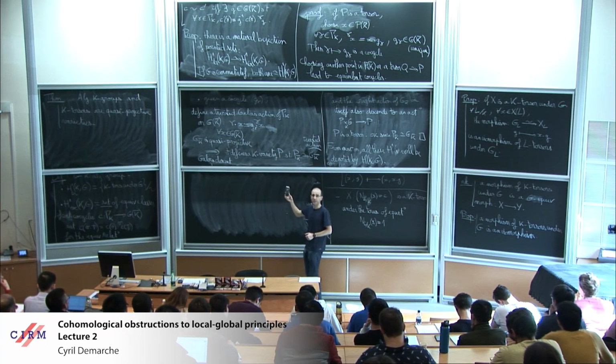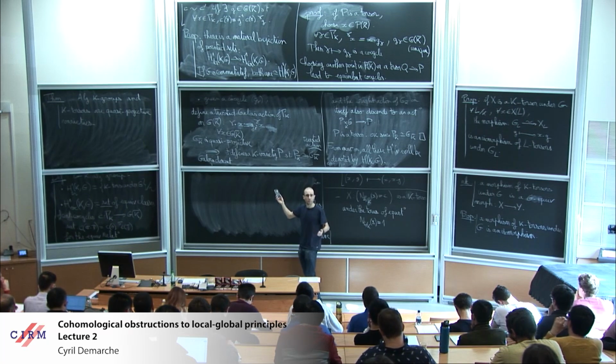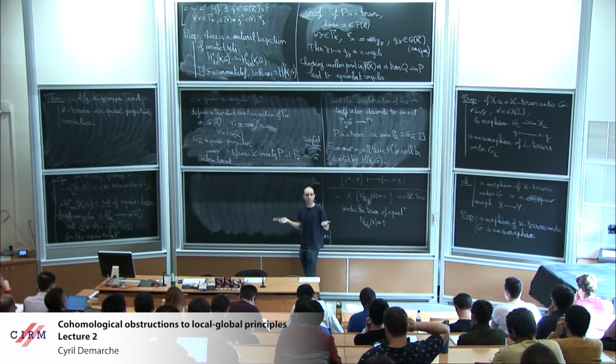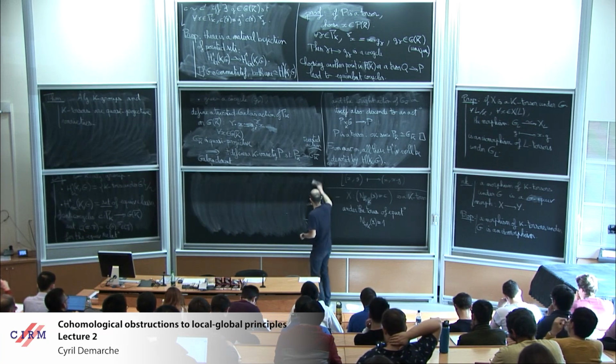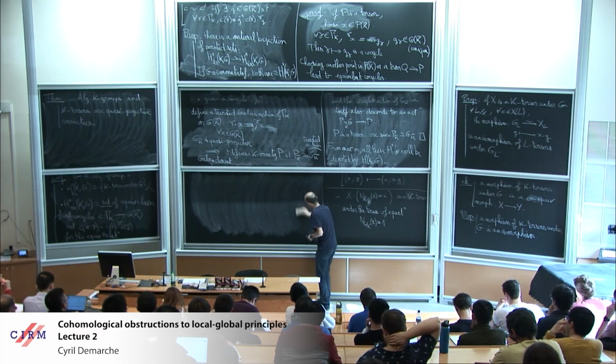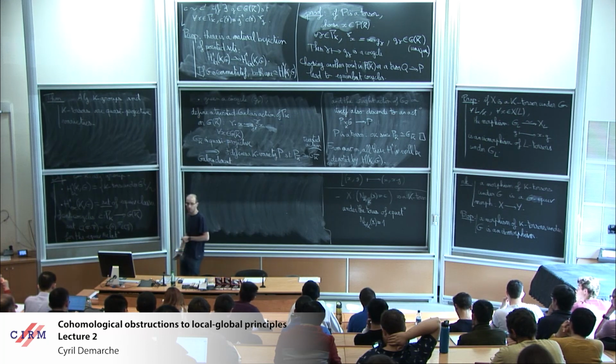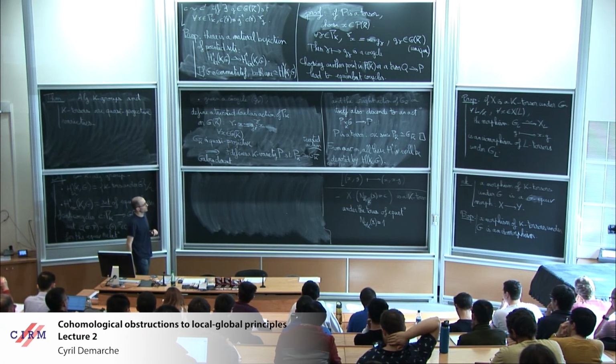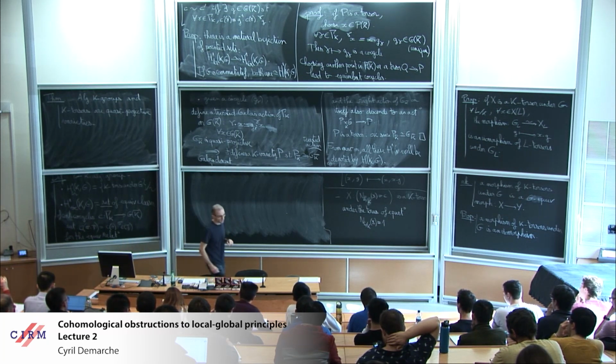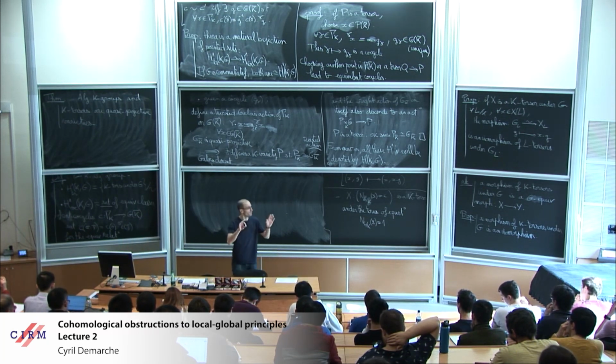So of course you can also define H0. H0 of a non-commutative group is just the set of rational points of the group. Unfortunately, it's much more difficult to define H2 of a non-abelian group. So it's possible, but it's more technical. So I think I won't speak about it in these lectures, but there is a definition, and for higher cohomology, it's really complicated.